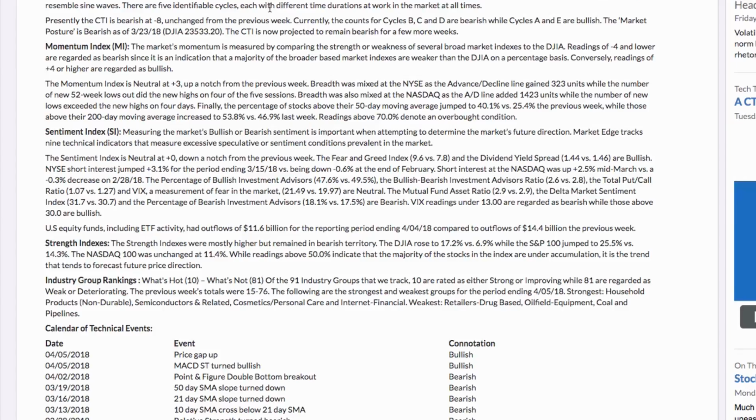The momentum index is a neutral +3. It's up a notch. That meant that some of the other indexes are outperforming the Dow. And we're also neutral on the sentiment index. It's at a +0 right now.